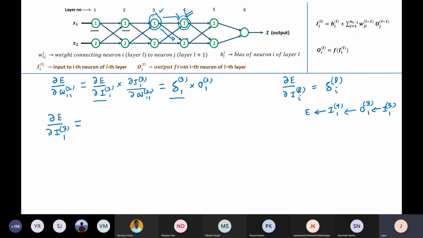So if I convert this into the partial derivative rule, what is going to happen? I have del E by del, you guys can tell me, del I what? I41. So del E by del I41 into del I41 by del O31, then del O31 by del I31. So this is because of this particular node. I'm not done yet.